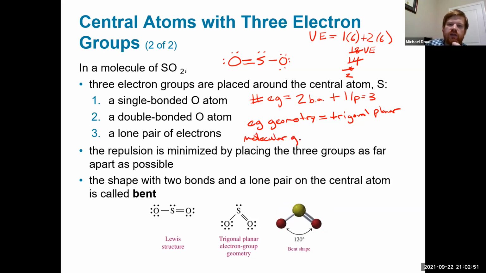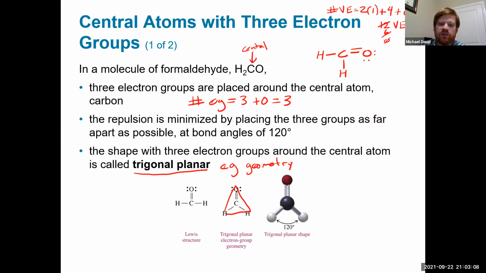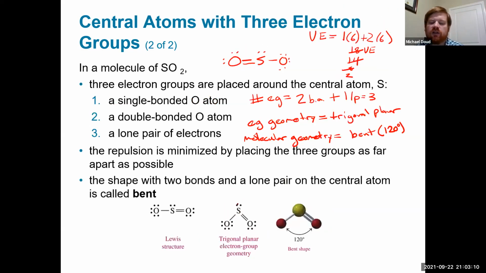So what we do is we give it a different name for its molecular geometry. And that name is bent. It's bent with a 120-degree bond angle. It's similar to formaldehyde, but instead of this oxygen up here, now we just have a lone pair here that shows up. Again, that does not show up when we actually take a look at the molecule. So this is what's known as bent.